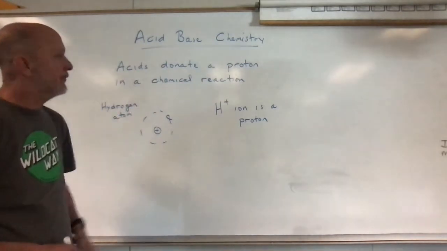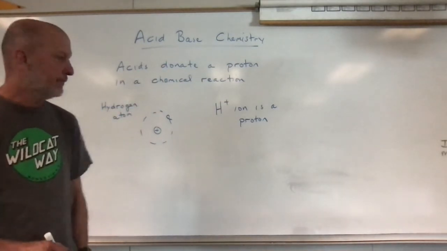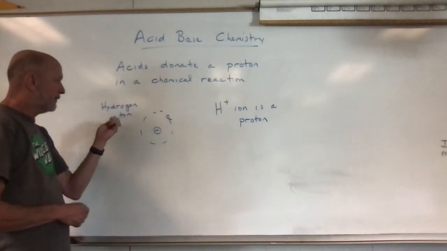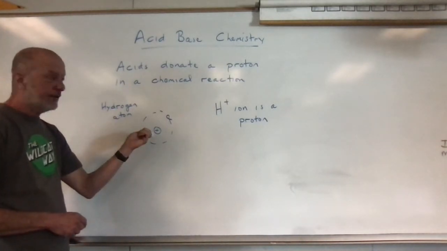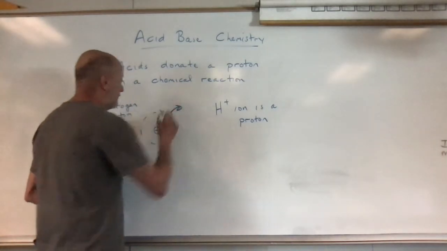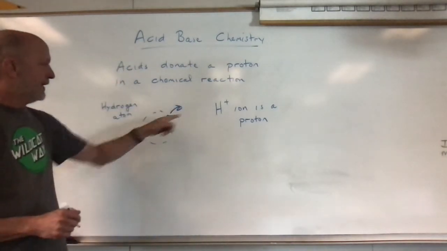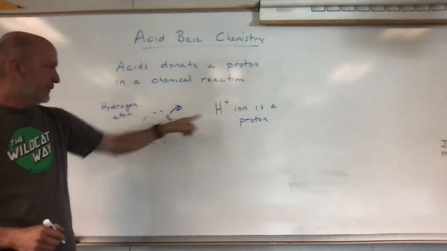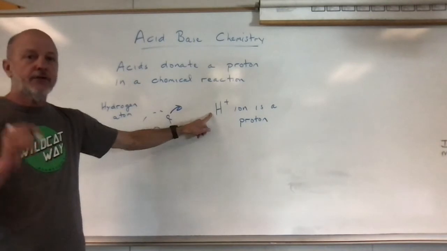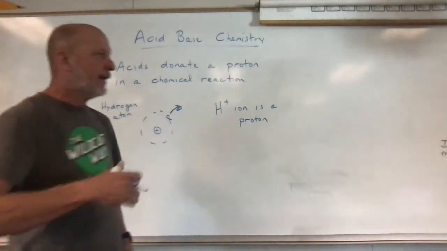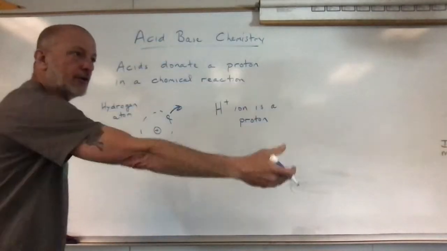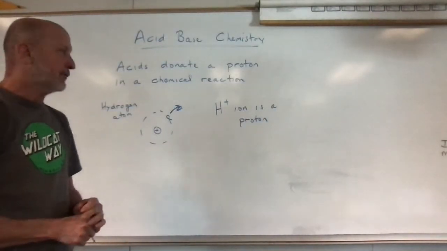Acids donate a proton in a chemical reaction. A proton, our symbol for a proton, if you look at what a hydrogen atom is, it's just a proton and one electron. If that electron leaves, what do I have? I have the H plus ion because my negative electron left. So H plus ion is a proton. So acids will donate the H plus ion from the acid to another substance in a chemical reaction.